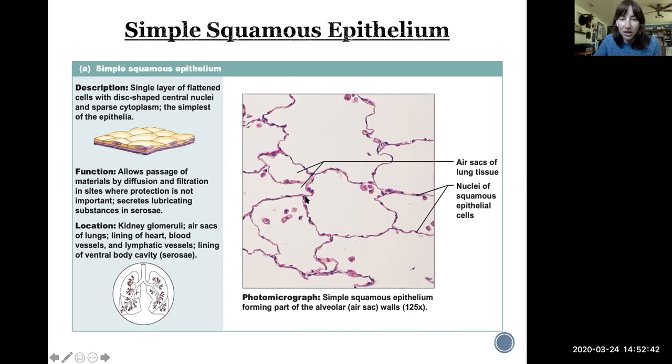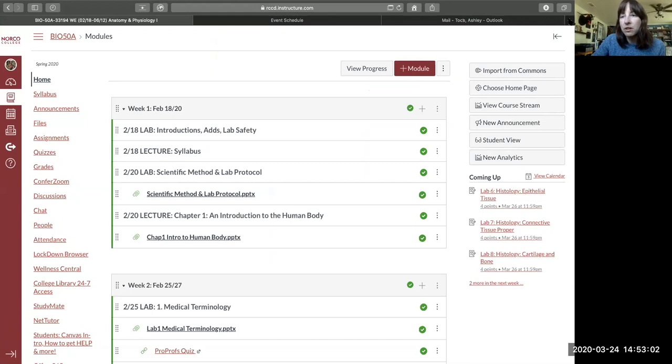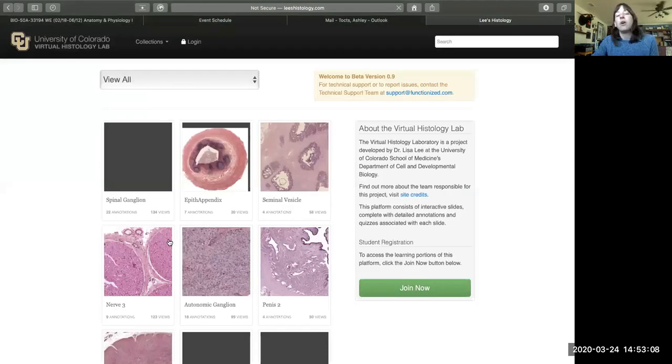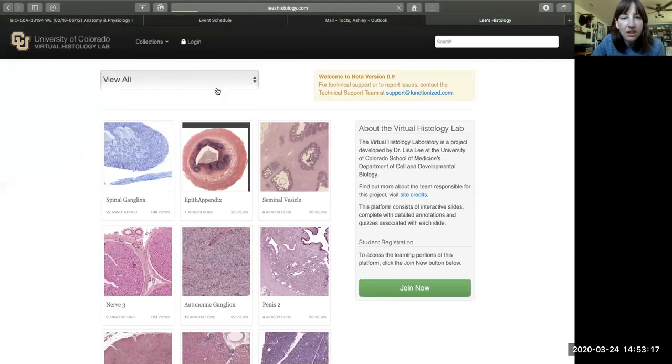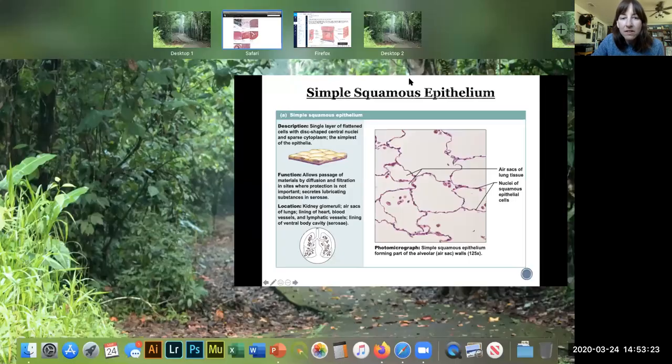So here's the picture that is in your, does your textbook have this one? No. So it's in your PowerPoint. And we can also look at an example of lung tissue if we were to go and look at Dr. Lee's histology. Okay, so here's Dr. Lee's histology. I'm gonna go to collections, general. We're gonna look at epithelial tissue. And here's some lung. Let's see, what else? Where else is it found, right?